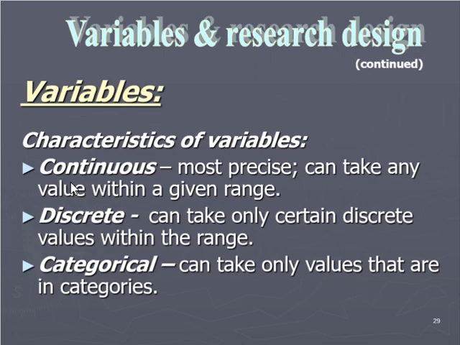To understand this, let's start here. Under categorical, kunyari, you can categorize your income as to high, average, and low. Diba? Or you can have discrete, okay? Can take only certain discrete values within the range. For example, you can have 1 peso, 2 pesos, 3 pesos, 4 pesos, and so on and so forth. But then, pag continuous, it's more precise. Okay, you can have, let's say, 100,000 pesos and 20 centavos. Ayan, may decimal places na siya.